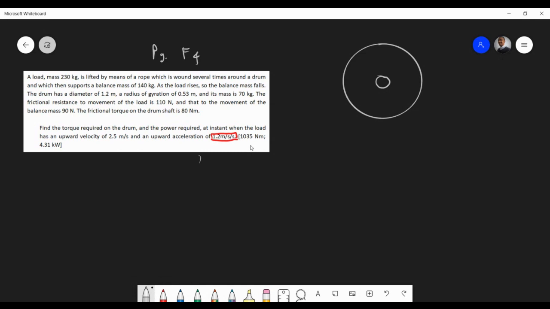So what we do, like I said, is we have to now sketch our system. I'll go step by step. Like I said, isolate each component and then analyze. So we know that this is the 230 kilogram mass. It's going upwards. This guy is rotating that way. Of course, we'll come back to all of this. And this is the 140 kilogram balance mass.